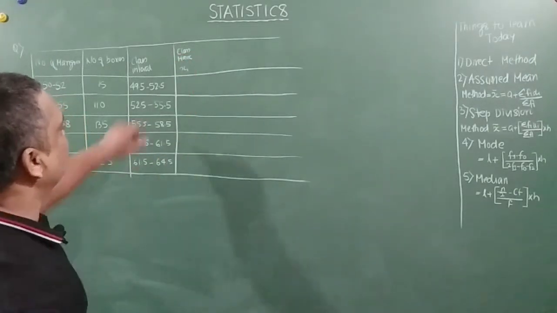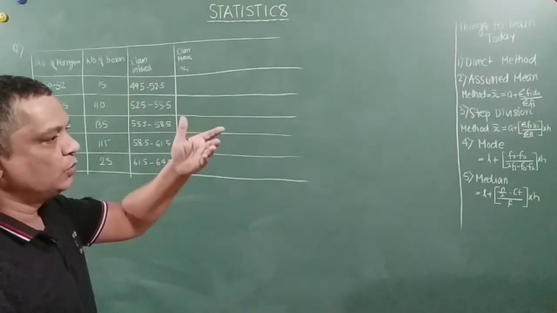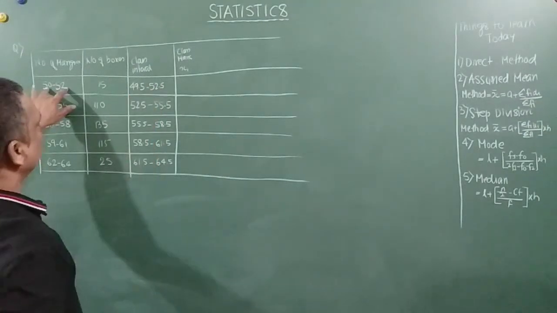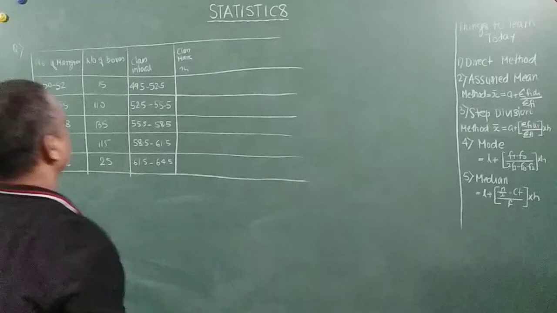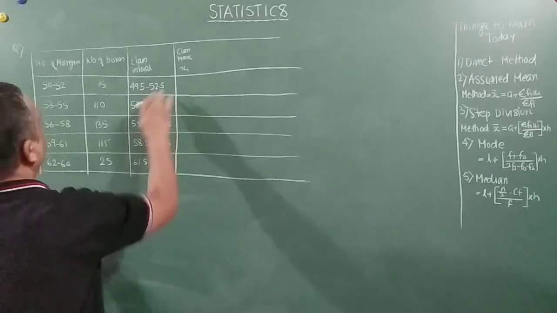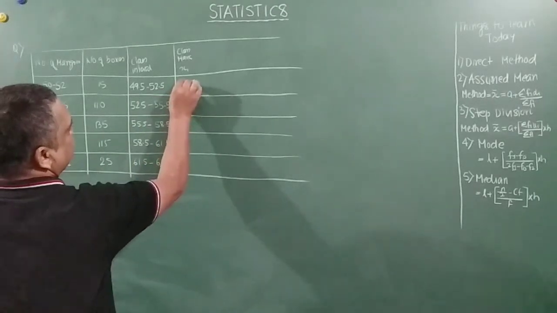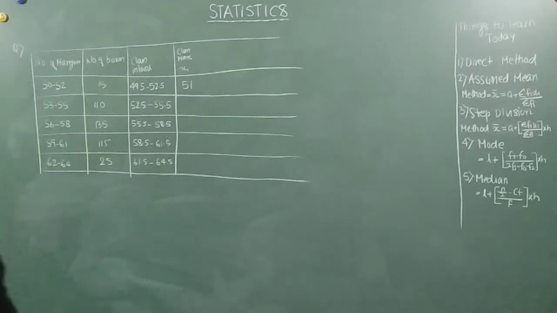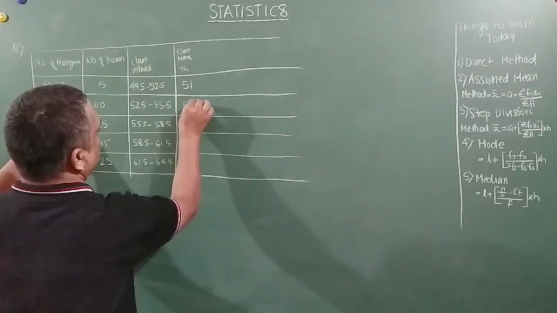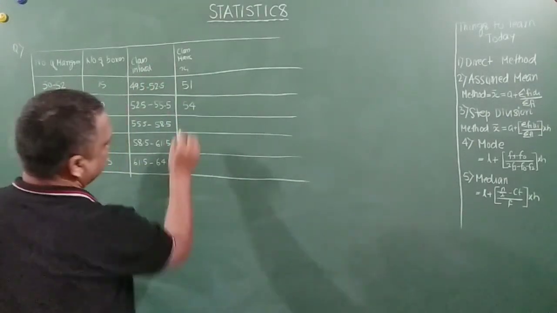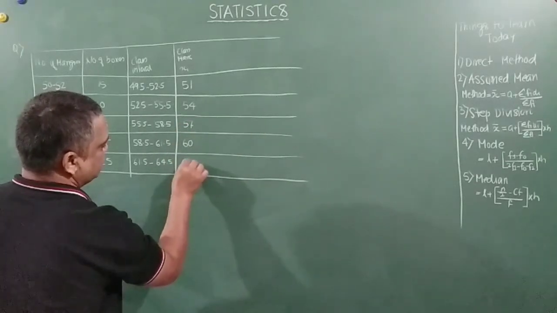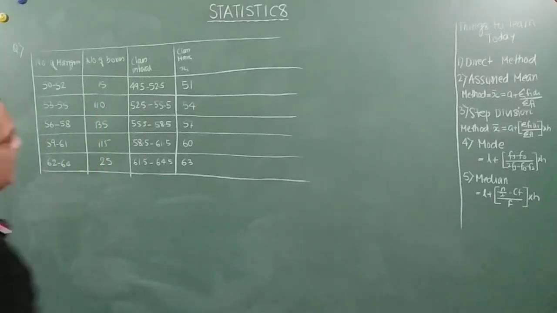Right? So xi will be nothing but this plus this divided by 2. One more thing I will tell you: either you do this plus this divided by 2 or this plus this divided by 2, both are same. So how much is it? It will be 51. And this will be 54. It's maintaining a gap of 3. So 57, 60 and 63. Right? So this is my class mark.